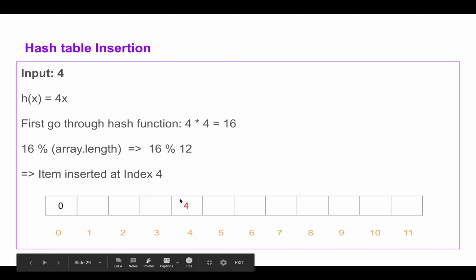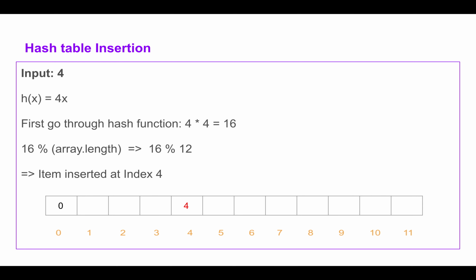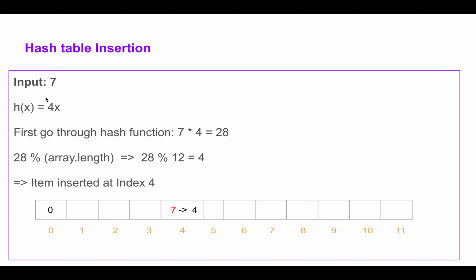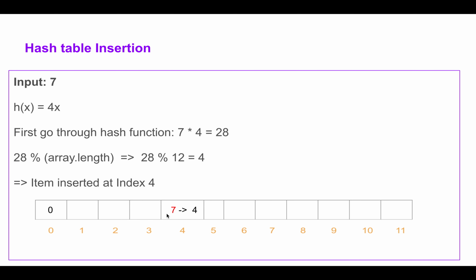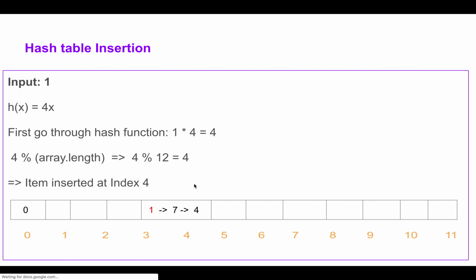We're going to just keep repeating this process. Always take the input, put it through the hash function, then mod it by the table length, then insert it. So we get 7. 7 times 4 is 28. 28 mod 12 is 4, because 12 goes into 28 twice to get 24, and then you have 4 left over. So then we insert this item at index 4. But there was already something in index 4, so now we add to that linked list. All of these buckets have linked lists, and we add a 7 to the front of this linked list, like so.